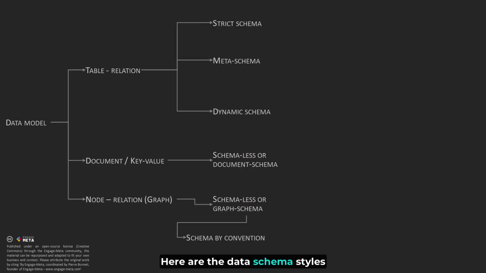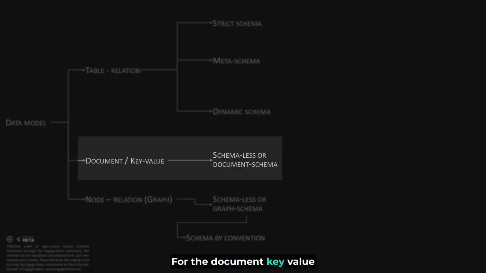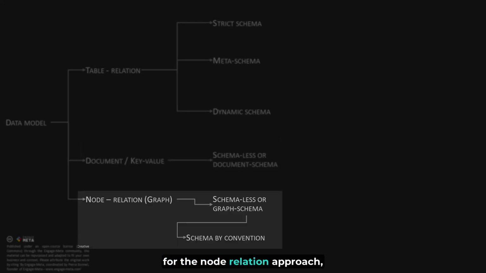Here are the data schema styles that I distinguish according to the three modeling styles. For the table and relation approach, strict schema, meta-schema, and dynamic schema. For the document key value approach, it is schema-less, also called document schema. Finally, for the node relation approach, I distinguish between schema-less and schema by convention.